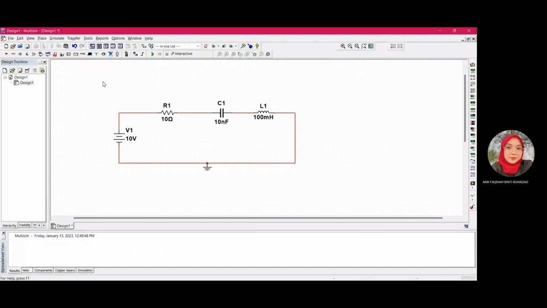Today I want to present how to simulate a circuit using Multisim. Firstly, we have a DC power supply, resistance, capacitance and inductance.